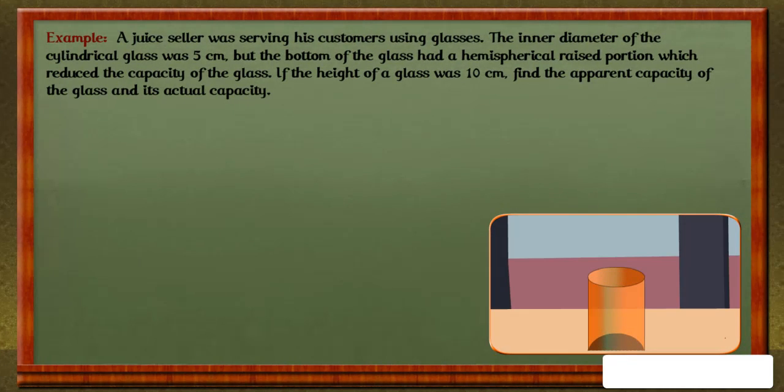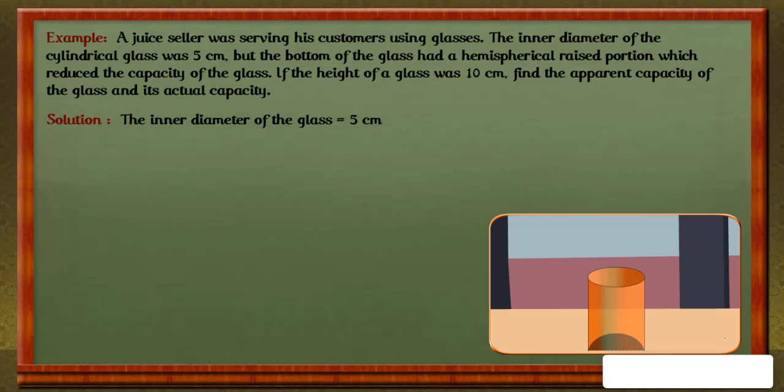Example: a juice seller was serving his customers using glasses. The inner diameter of the cylindrical glass was 5 centimeters, but the bottom of the glass had a hemispherical raised portion which reduced the capacity of the glass. If the height of the glass was 10 centimeters, find the apparent capacity of the glass and its actual capacity. So, the glass is a combination of a cylinder and a hemisphere.